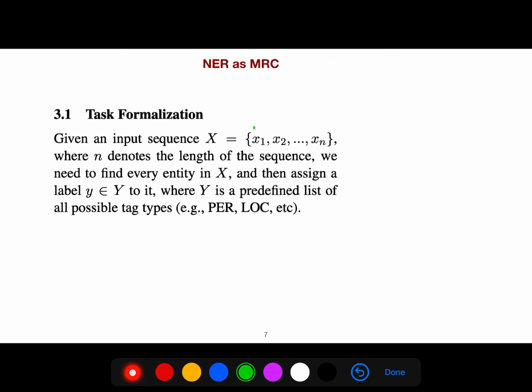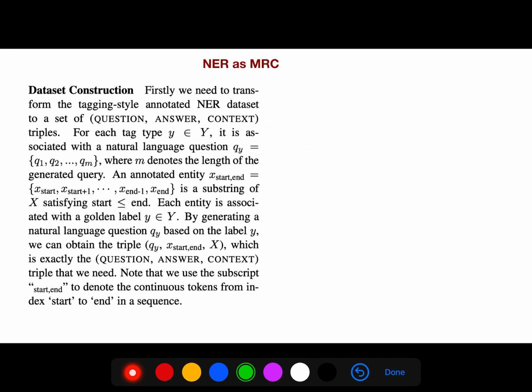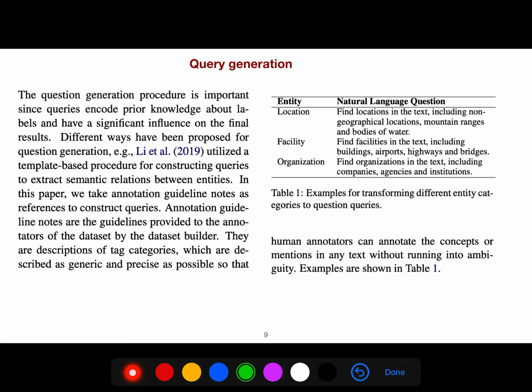So we have an input sequence, where the length of the sequence is n, and y is just a predefined list of all possible tag types. And we can consider it as machine reading comprehension. So we know the annotated entity start and end, we can represent it, and we obtain the triple, which is question, answer, and the context. So for each entity type we have a question, so we're mapping the entities to questions.